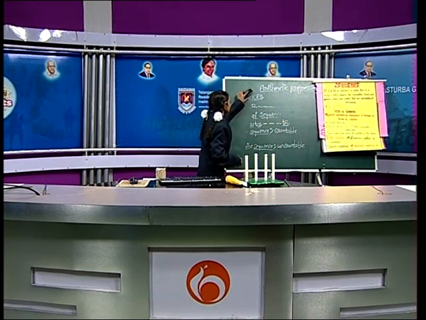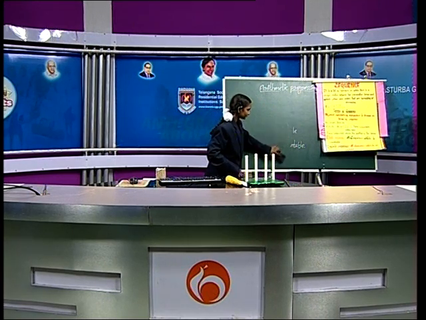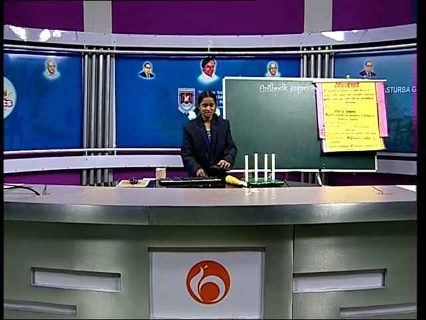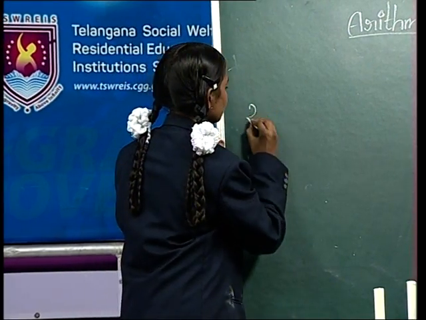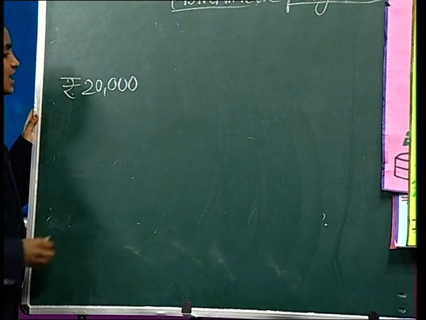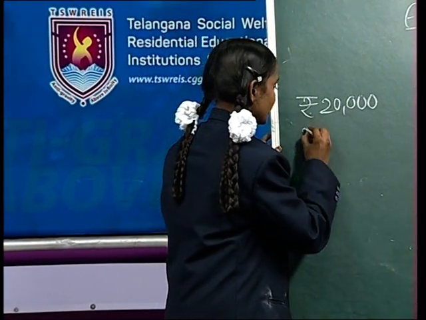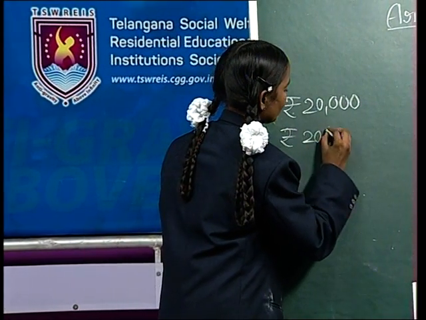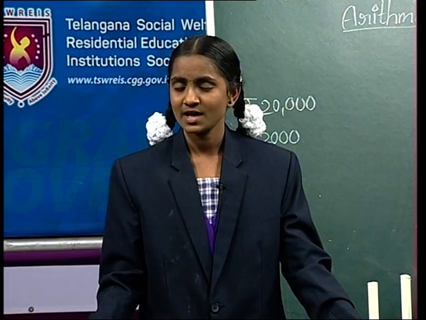Example, Shri applied for a job and she got selected. She has been offered a starting monthly salary of 20,000 rupees with an annual increment of 2,000 rupees. Can you tell what will be her salary for second, third, fourth years? Let us see.